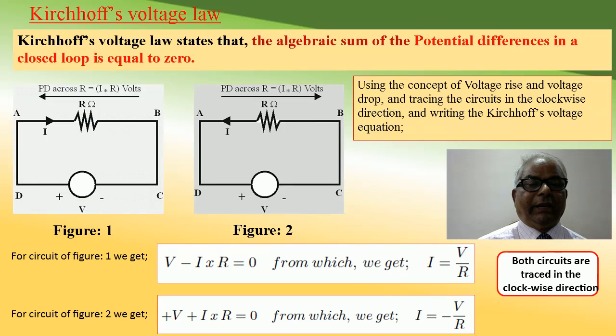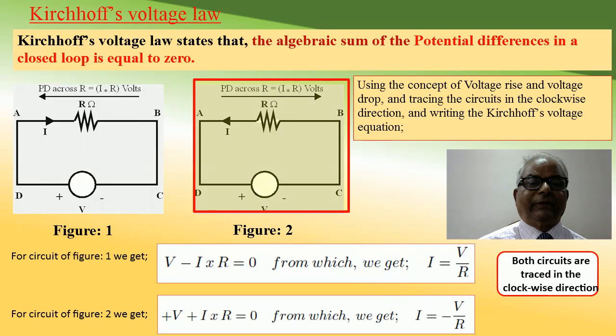We get V minus I into R is equal to 0. It is plus V because we are tracing the active element, the voltage source, from negative to positive. Therefore, we have taken plus V. We have taken the potential across the resistance, I into R, as negative because we are tracing the potential difference in the direction of the current, that is from A to B. Therefore, we have taken minus I into R. From this equation, we get I is equal to V divided by R.